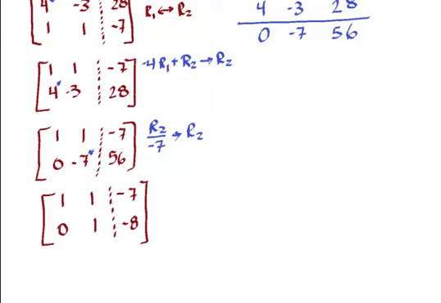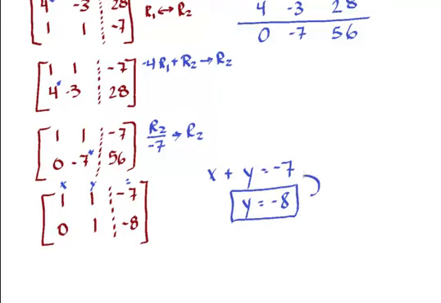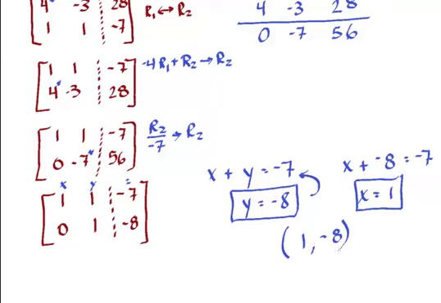I now know that if this is x, this is y, and this is my equal to column, that means I have x plus y equals -7, and I have no x's, and y equals -8. So there's one of my answers right there. I'll take that, plug it into that guy, and I will have x plus -8 equals -7. Add 8 to both sides, and x equals 1. My answer would look like 1, -8, where this is my x and that's my y. All right, beautiful.